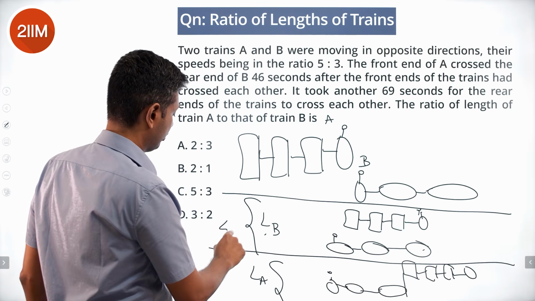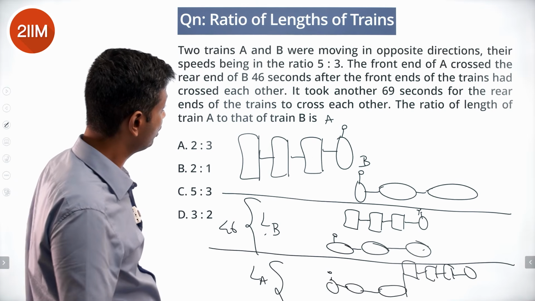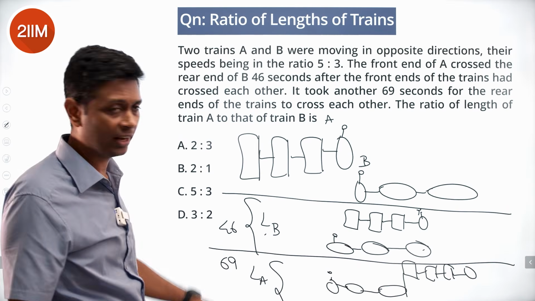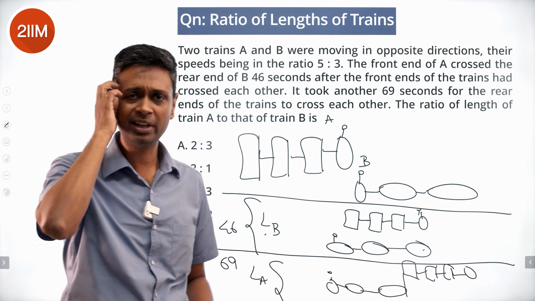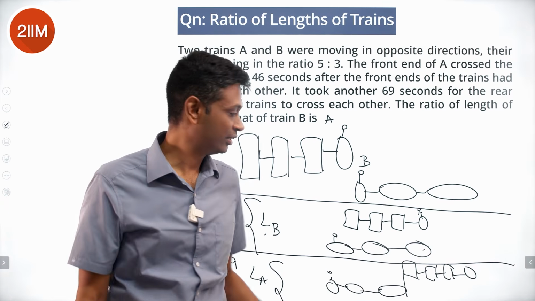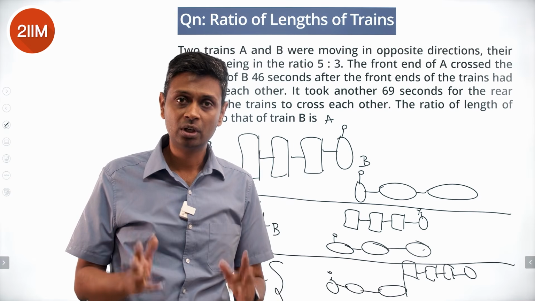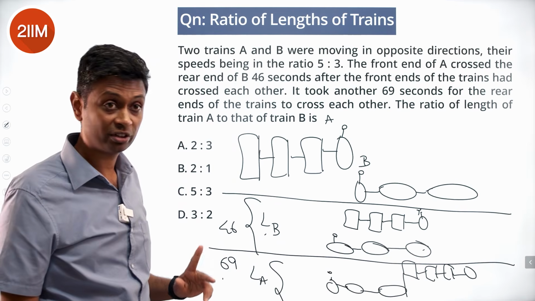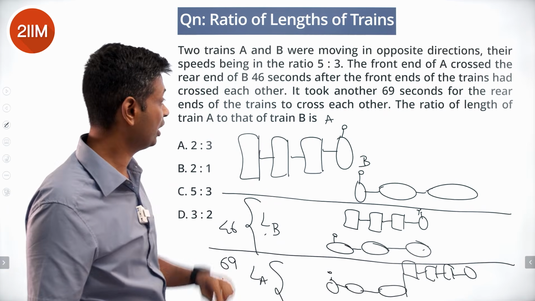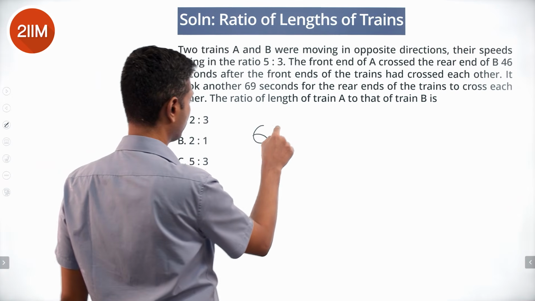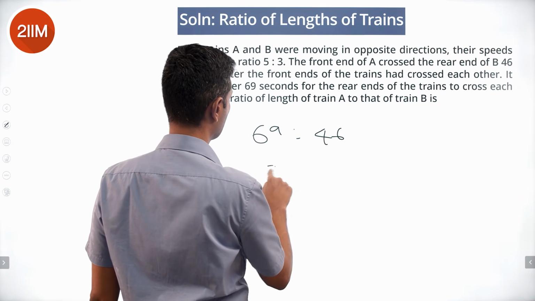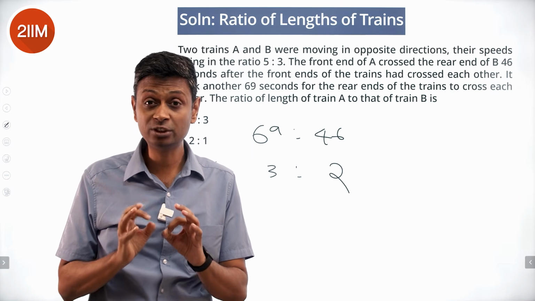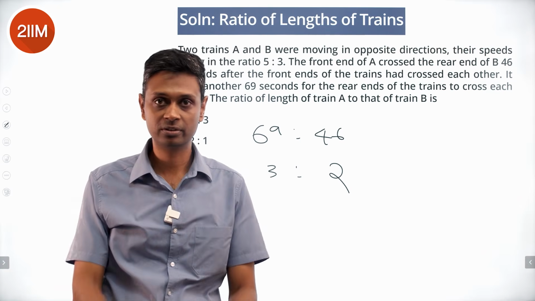This takes 46 seconds. This takes another 69 seconds. So we want to find LA is to LB. 69 is to 46. The relative speeds are the same. They're going in the opposite direction. The distance covered will be in the ratio of the times taken. The longer distance will take longer time. This took 69 seconds, this took only 46. Length of train A to that of train B is 69 is to 46, which is 3 is to 2. Yep, beautiful question, because the idea is to grab what exactly is the relative distance.